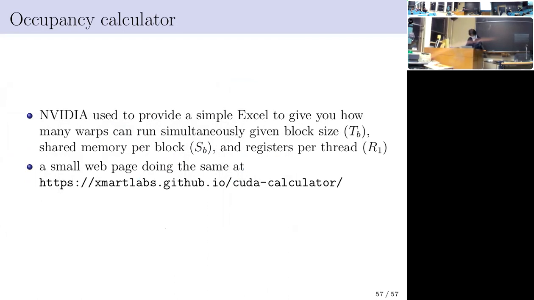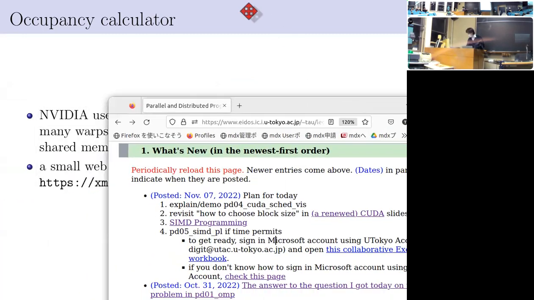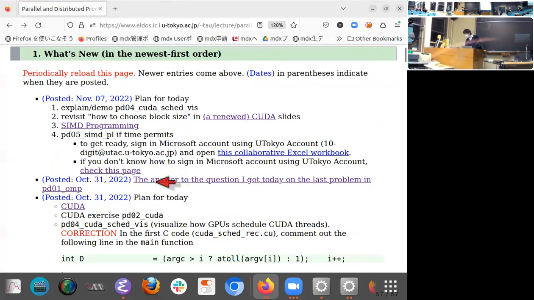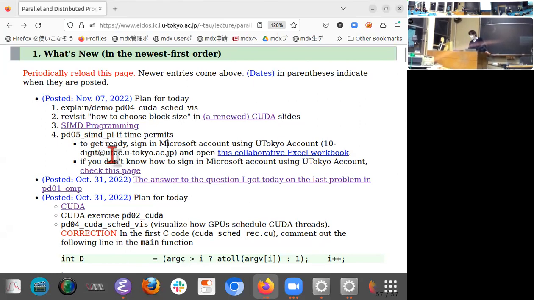Well, I might give you some time to work on any notebook you want. Actually, you get a new notebook called PD05 SIMD, which I'm going to explain. I didn't explain about this at all, but if you have done all the other Jupyter notebooks, you might just start reading it and start working on it. Otherwise, you can work on any Jupyter notebook you want to work on.